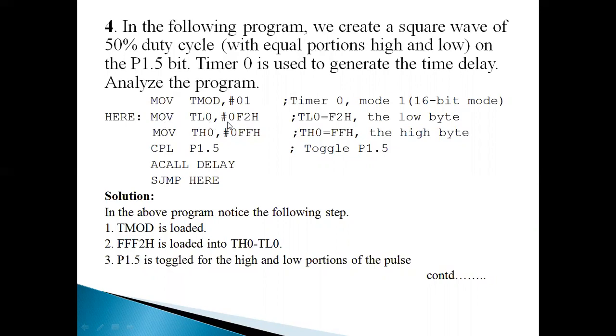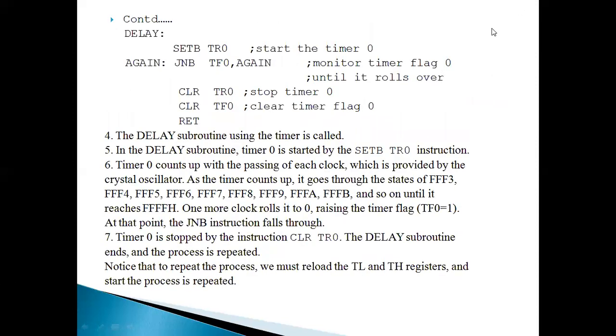Next, MOV TL0, #0F2H. This is the low byte. It is the initial value from where the count begins, and this is the end value where the count has to stop. Then complement P1.5, toggle the bit, and call delay. The solution is given, and every step is analyzed here. Initially TMOD is loaded. Next FFF2H is loaded into TH0 and TL0, and P1.5 is toggled for the high and low portions of the pulse. Next, delay. What we have just seen is a delay function, and the same is written here.